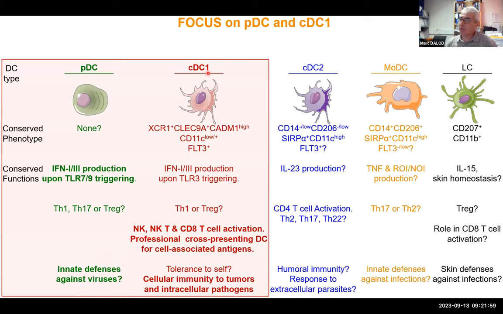As far as CDC1 are concerned, they are very good for activating cytotoxic lymphocytes, both innate ones like natural killer cells and adaptive ones like CD8 T cells. And especially they are very good at cross-presenting cell-associated antigens, which is critical for inducing CD8 T cell responses against antigens that are not expressed in DCs or against viruses that don't infect DCs, where direct presentation cannot occur. And therefore, CDC1 have been shown over time to be very important for antiviral defense and defense against tumors.